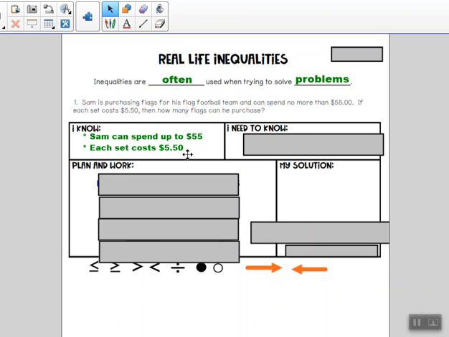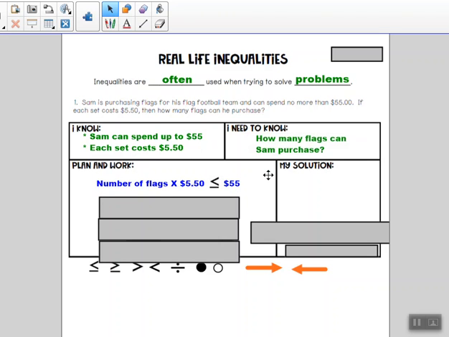The other thing we know is that each flag football set costs $5.50. All right, that's important as well. Now, what we need to know, what we're trying to figure out, how many flags can he purchase? All right, so fill those in and pause if needed. But let's get to our work here.